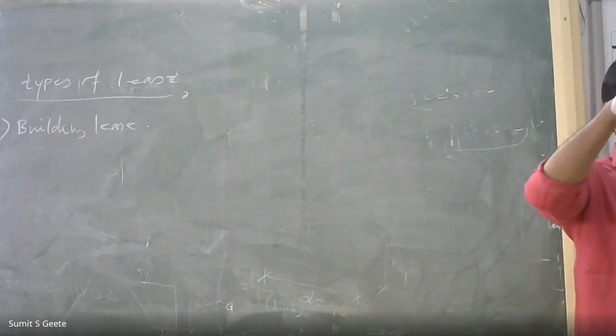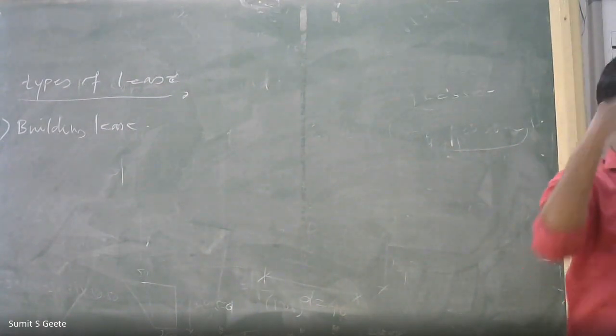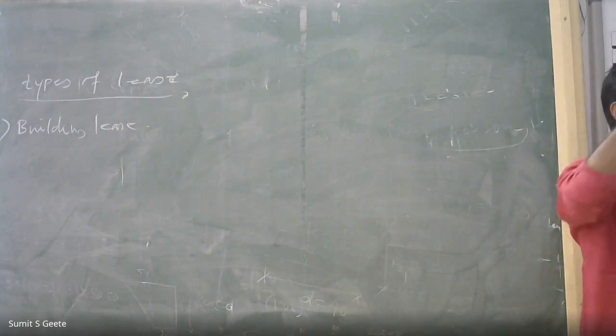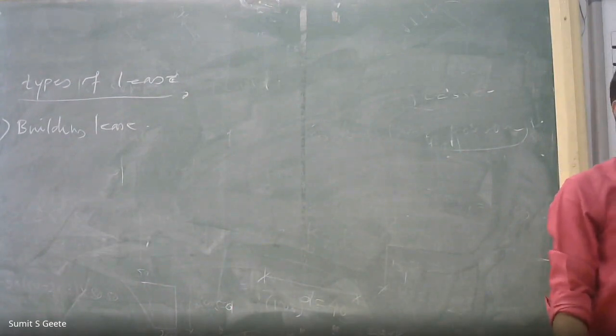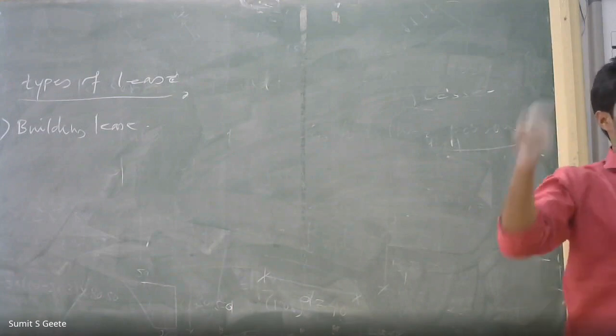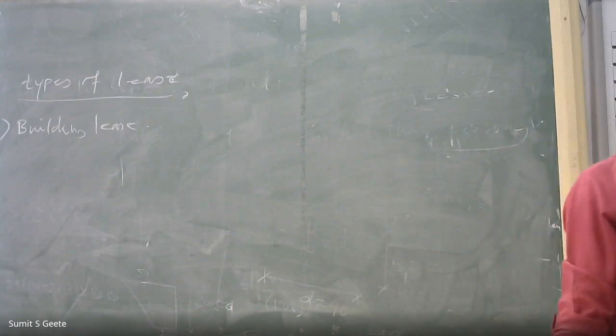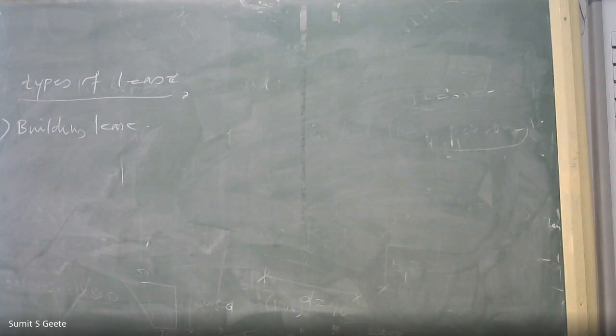And there is a condition that the person who is acquiring my land will construct a building. That person constructs the building, and then utilizes that building for any purpose as per his requirement. And in that case, the leaseholder will pay some money to the lessor, मतलब जिसका land है उसको money pay करेगा. That money is basically called ground rent.